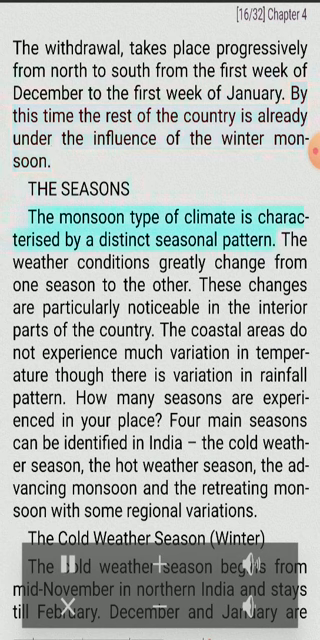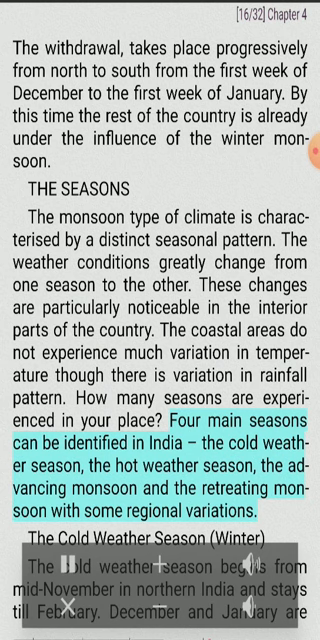The seasons. The monsoon type of climate is characterized by a distinct seasonal pattern. The weather conditions greatly change from one season to the other. These changes are particularly noticeable in the interior parts of the country. The coastal areas do not experience much variation in temperature, though there is variation in rainfall pattern. How many seasons are experienced in your place?